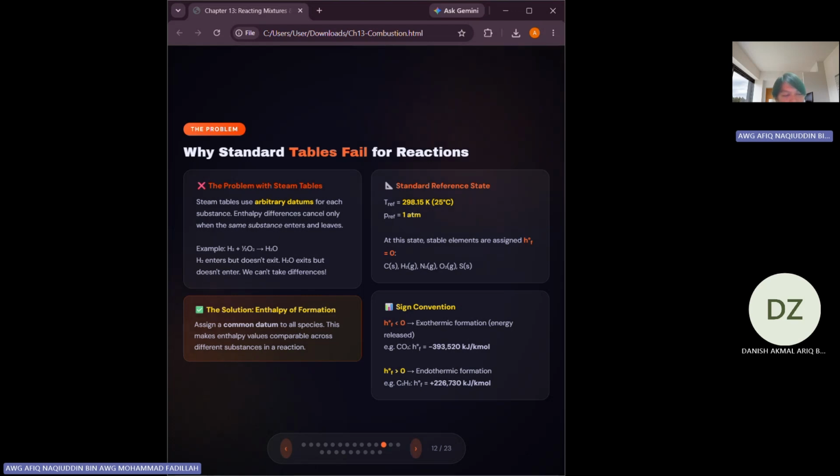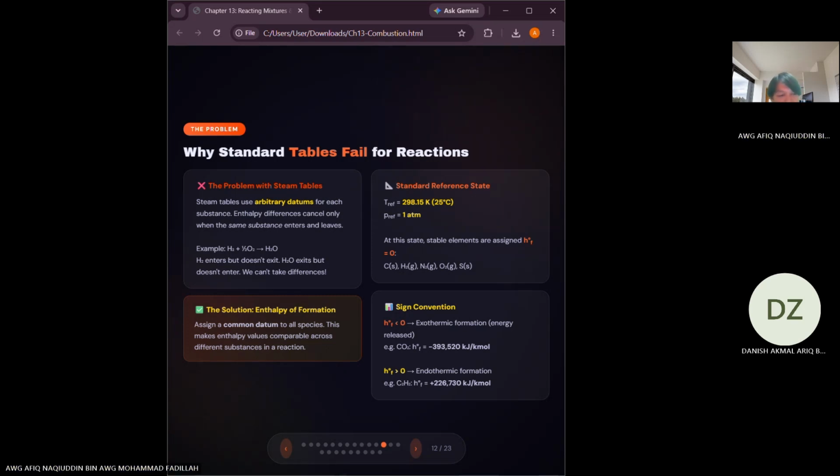H2 plus half O2 will form H2O. Hydrogen enters the control volume, as well as the oxygen, but neither exits. Liquid water exits, but it didn't enter. We can't take enthalpy differences for the same substance from inlet to exit because the substances are different in and out.